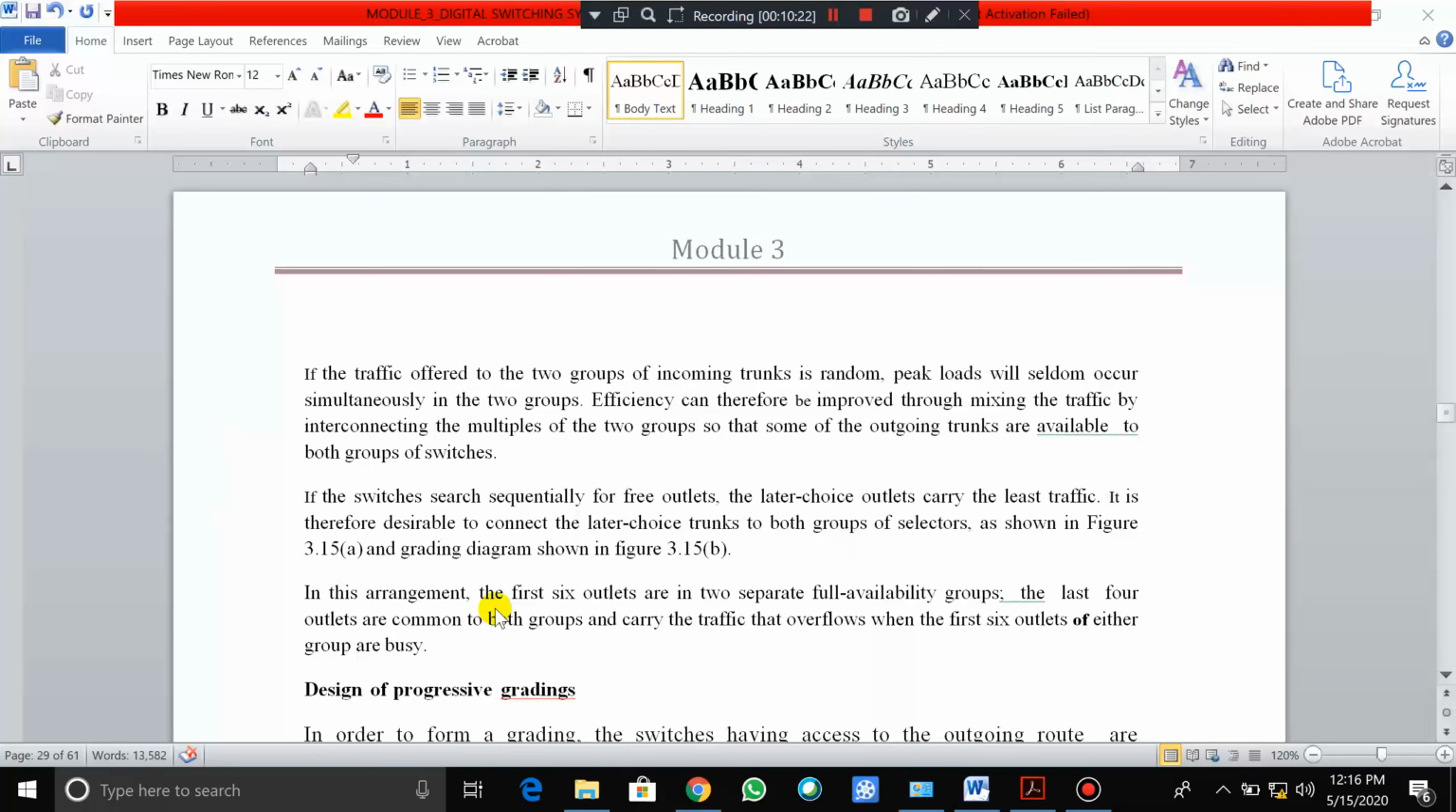In this arrangement, the first 6 outlets are in 2 separate fully available groups. The last 4 outlets are common to both groups and carry the traffic that overflows when the first 6 outlets of their group are busy.